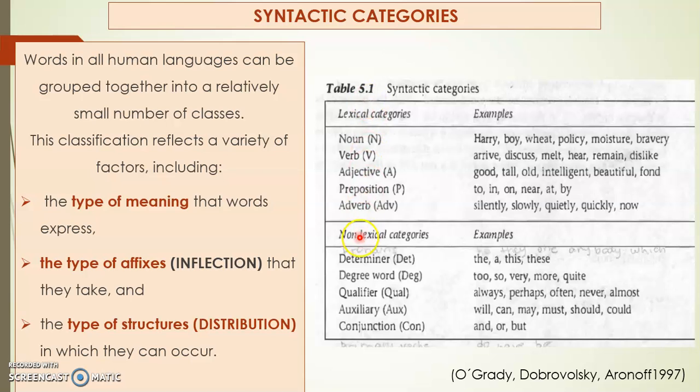So here we have different lexical categories. So we have a noun, verb, adjectives, prepositions, and adverbs. And then we have non-lexical categories. We have determiners, these and those. Degree words, we're going to call them degree words, like too, so, very, more, quite. Qualifiers, always, perhaps, often, never, almost. Auxiliary, will, can, may, and conjunctions, and, or, but. So please remember these categorizations because these are the ones that we're going to use. Okay, so take notes of it and make a chart on your own.